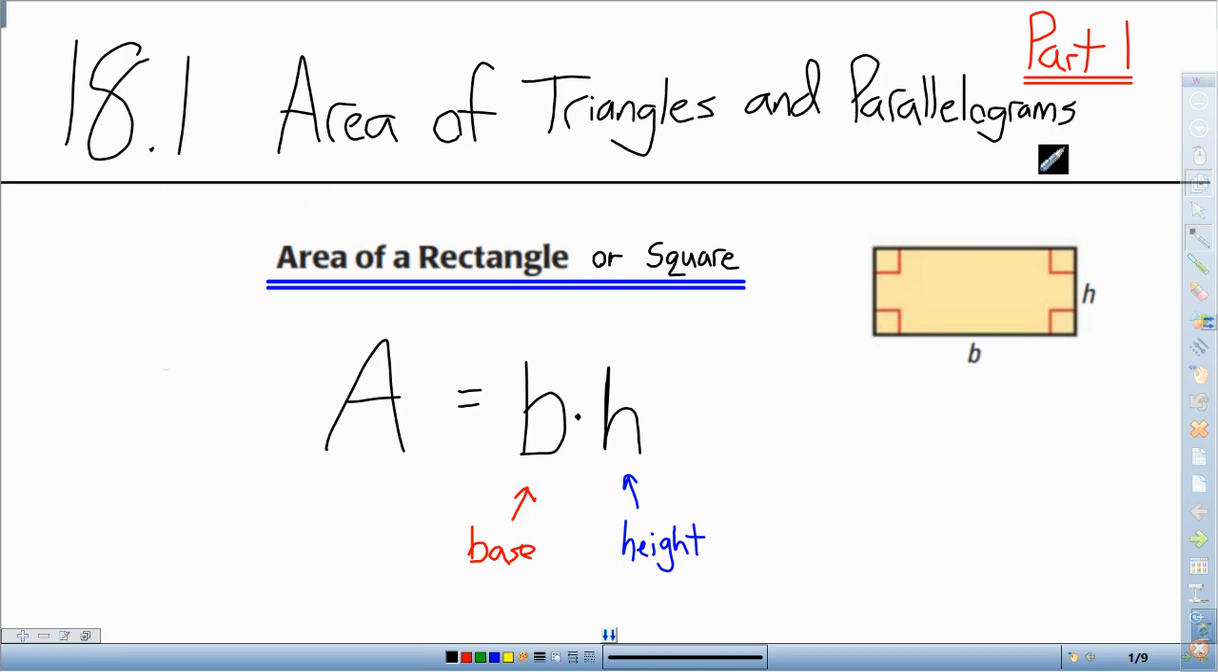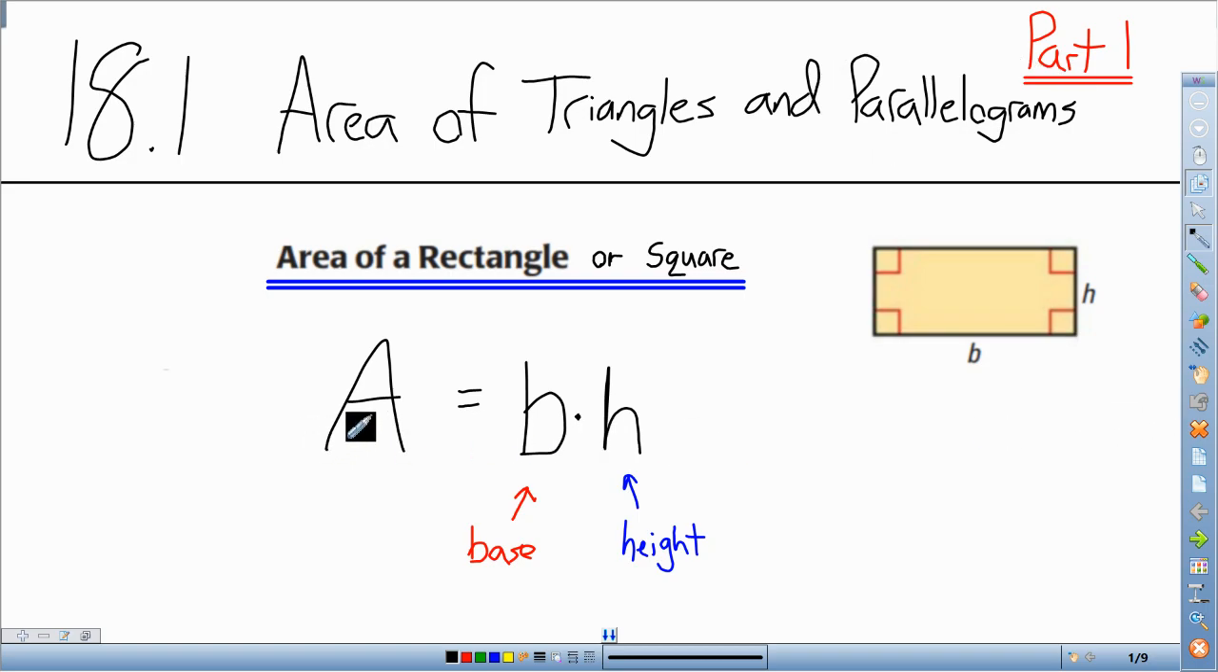So go ahead, get this title here. Don't forget the Part 1. Go ahead and get this first formula for the area of a rectangle or square, and then we'll keep going. Okay, so area of a rectangle or square. Just a little reminder, parallelograms. If you guys remember, there were a lot of different parallelograms we learned, and two of them were rectangles and squares, just as a little reminder.